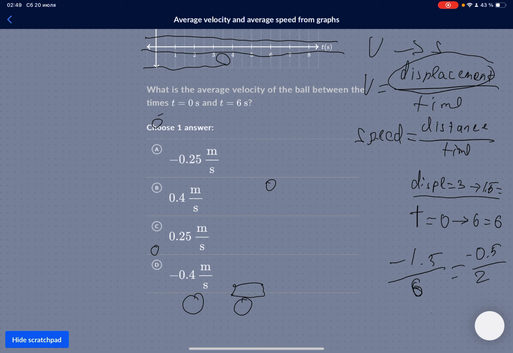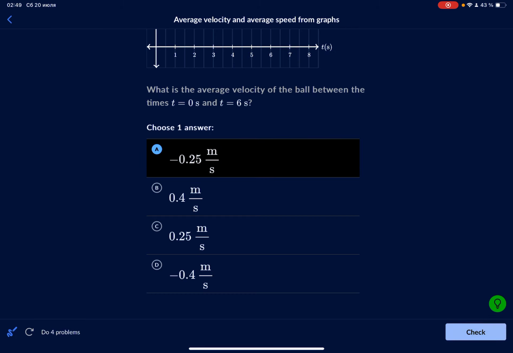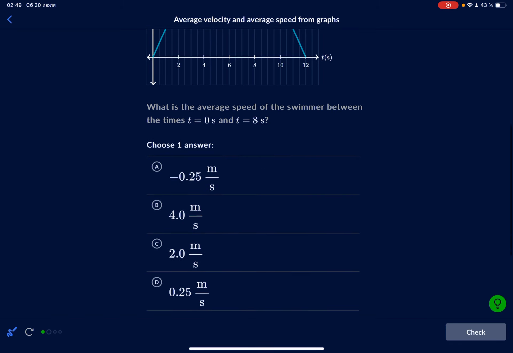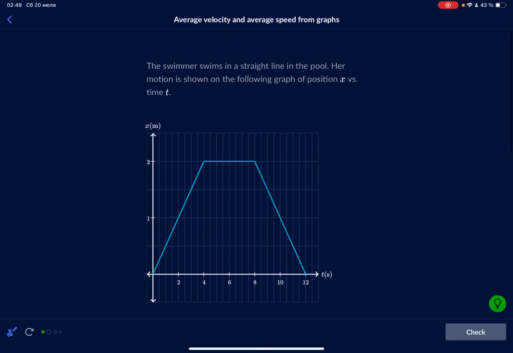It's pretty much equal to 0.25, I guess. So yeah, that would be negative 0.25, this A, I guess. Okay, we're right. Let's just move on.